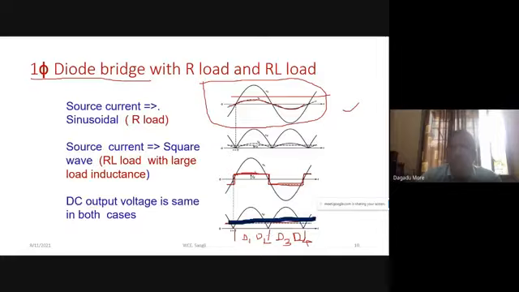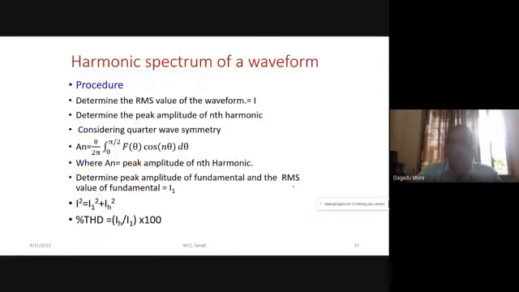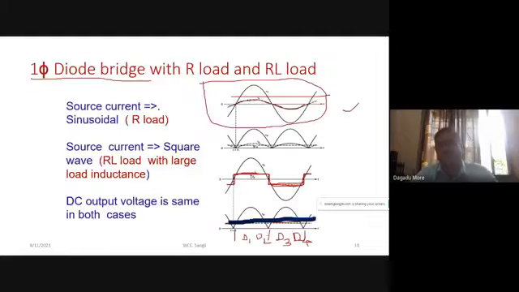This is our conclusion: the source current of a single phase diode bridge depends upon the load on the converter. Is it clear? Any question on this?